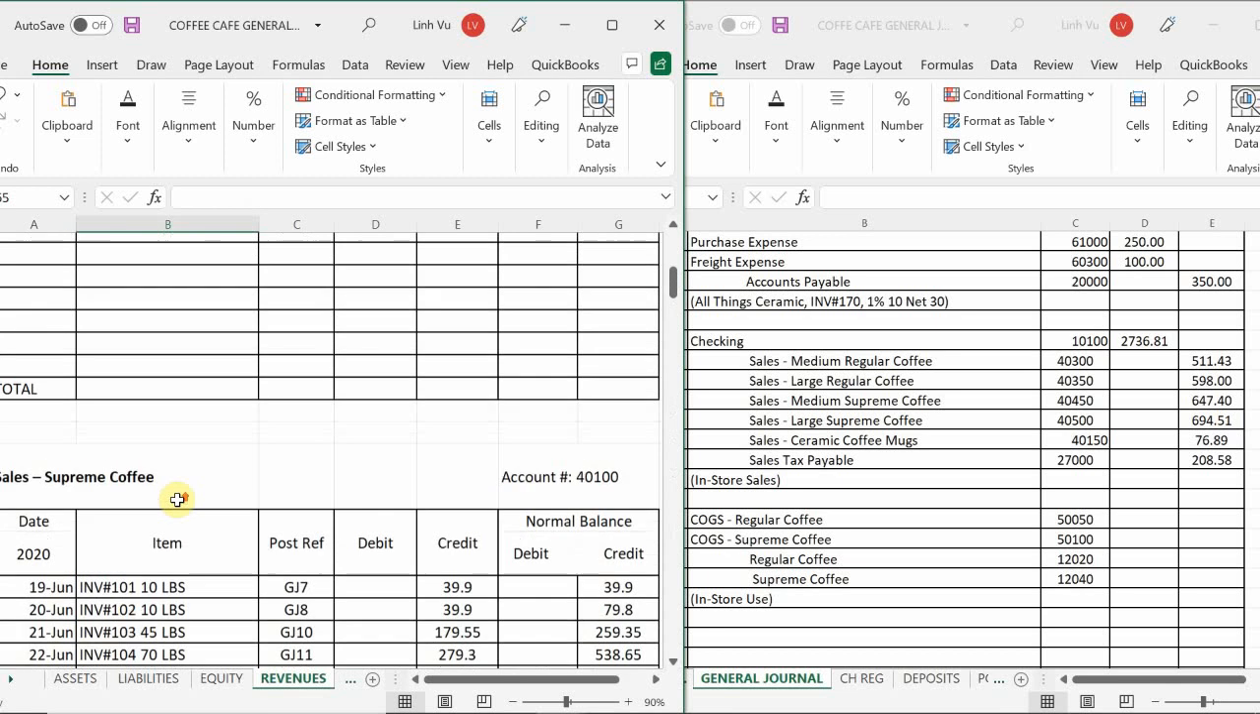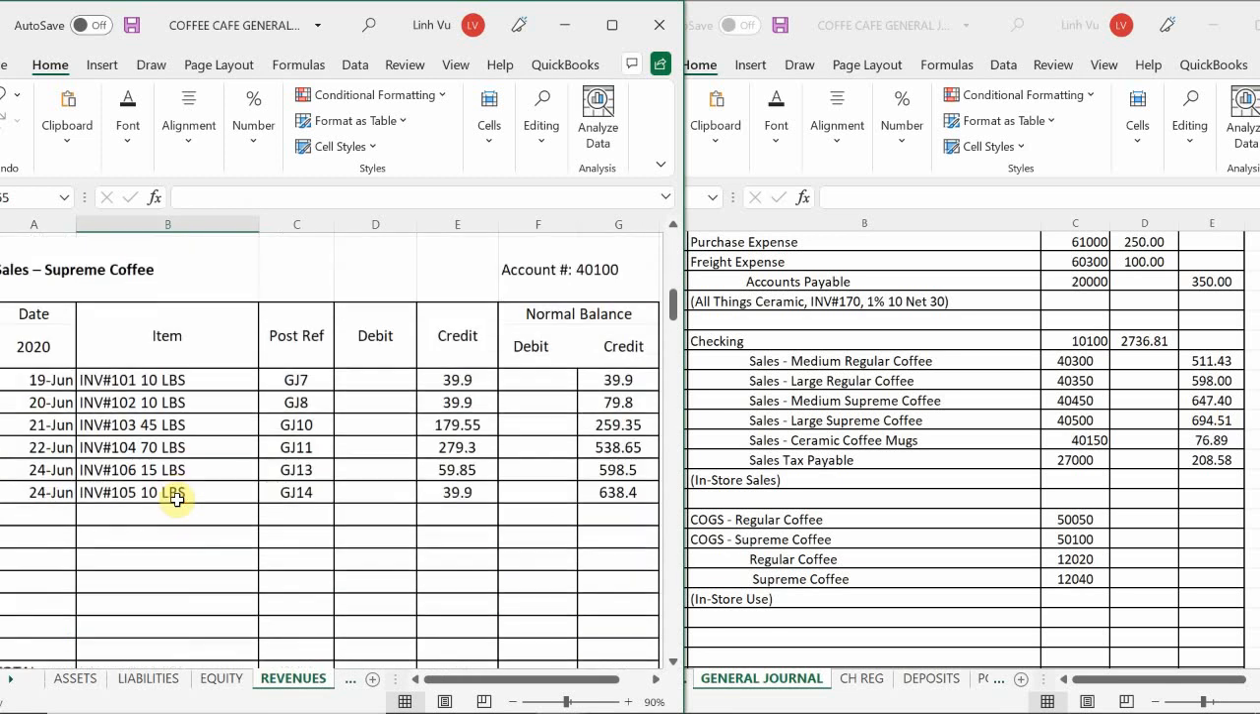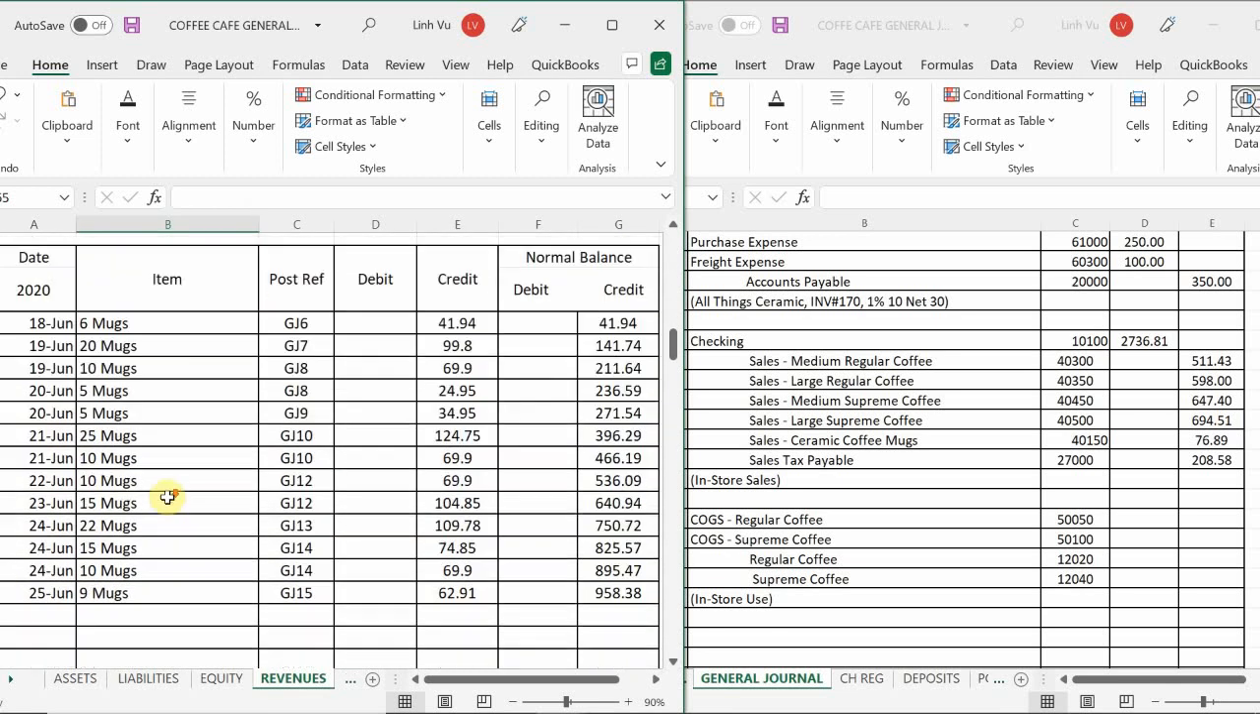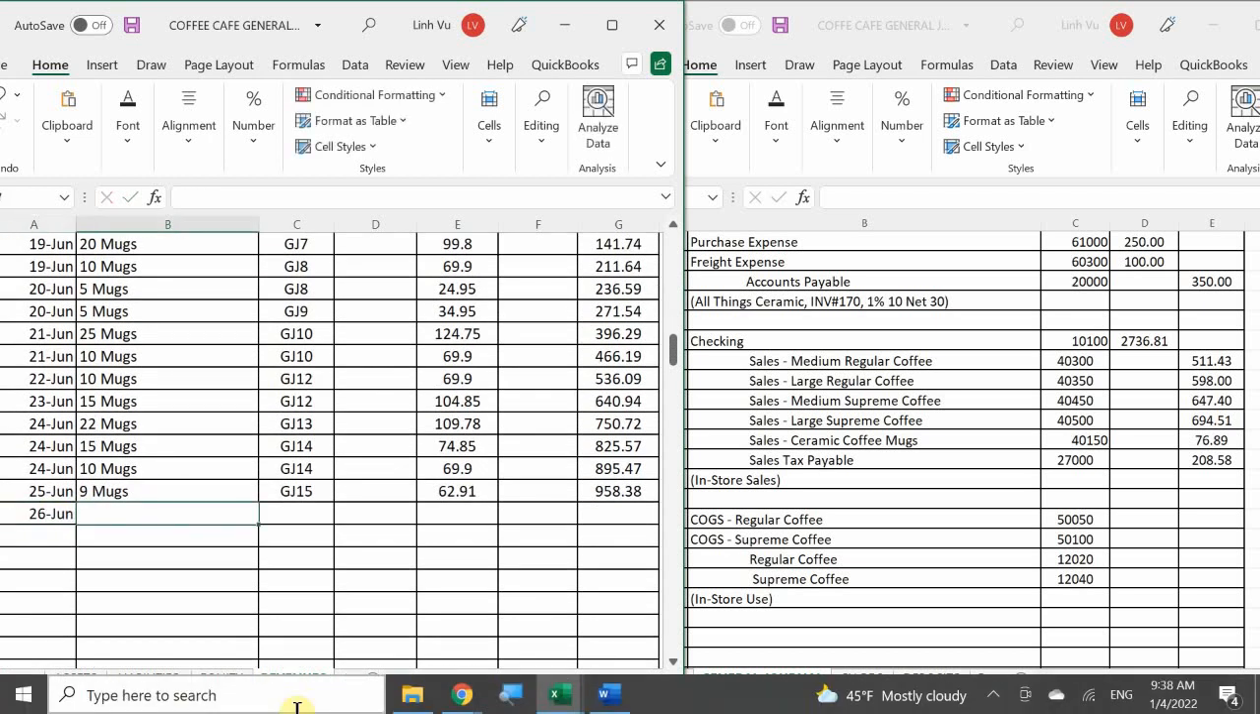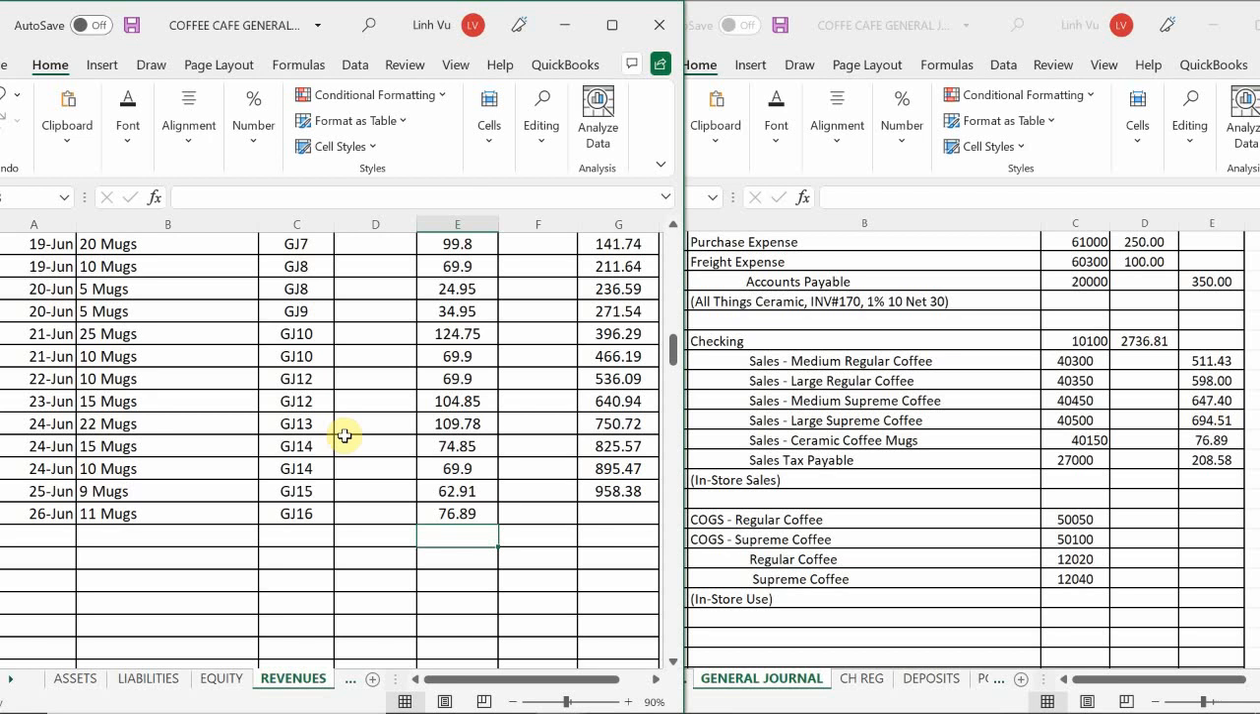And we got the ceramic coffee mugs. How many did we sell? 11. For 76.89. Grand total 1035.27. Good.